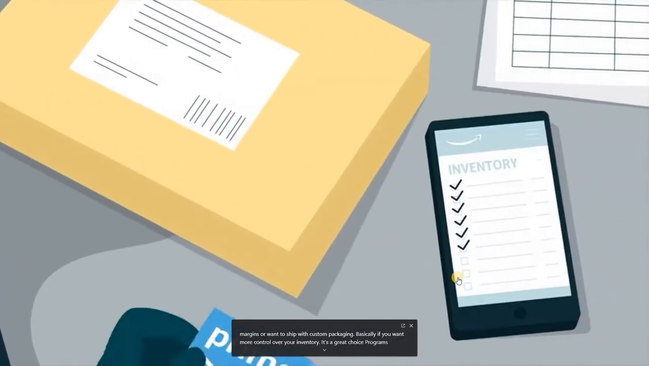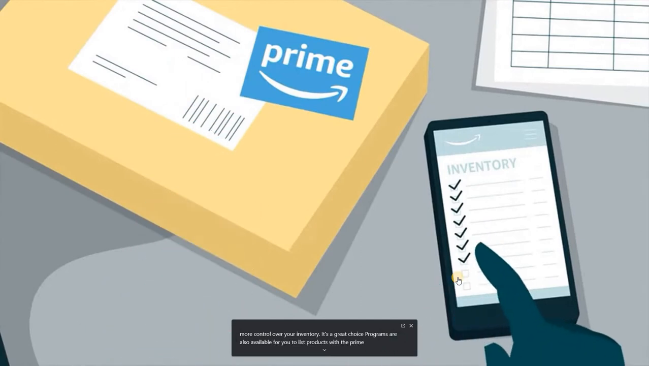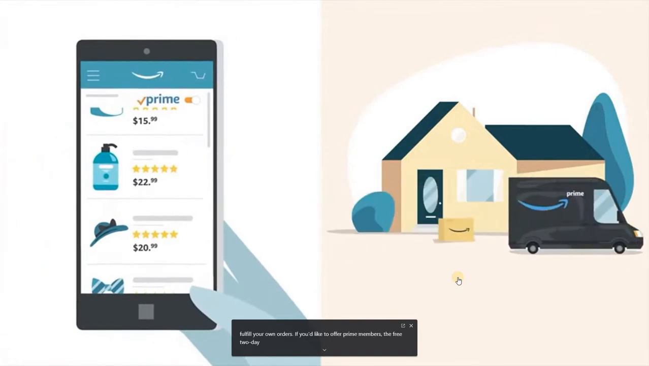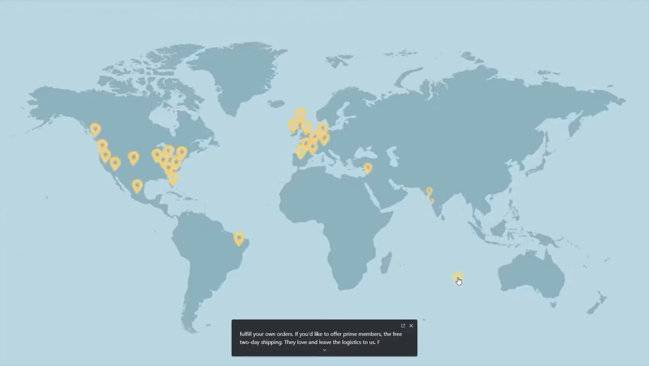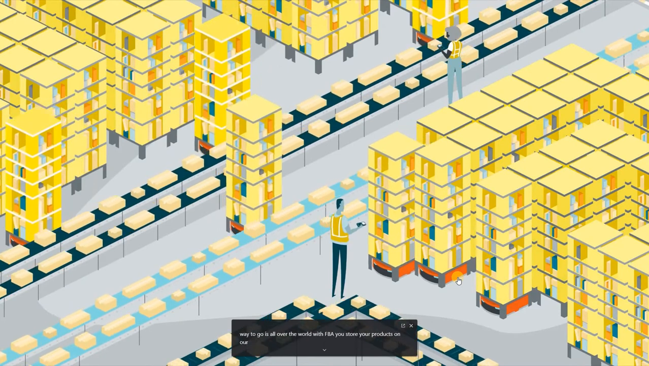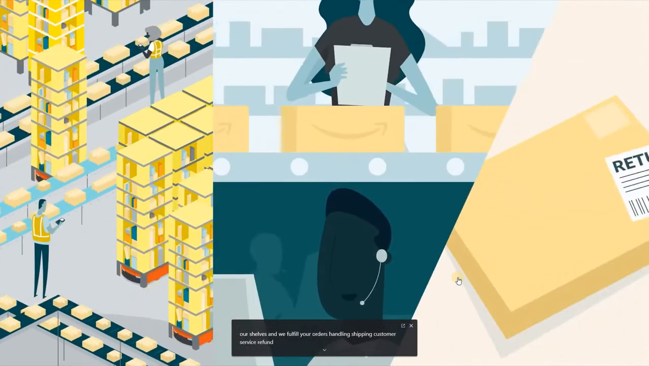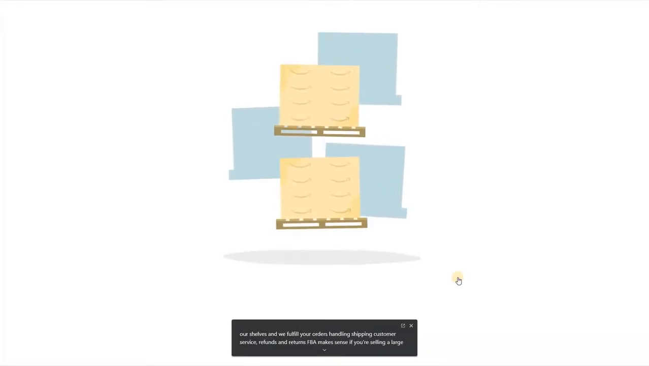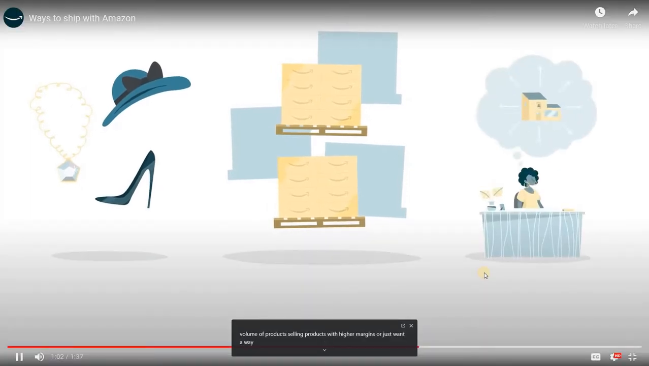Programs are also available for you to list products with the Prime badge, but still fulfill your own orders. If you'd like to offer Prime members the free 2-day shipping they love and leave the logistics to us, FBA is the way to go. Amazon has fulfillment centers all over the world. With FBA, you store your products on our shelves and we fulfill your orders, handling shipping, customer service, refunds, and returns. FBA makes sense if you're selling a large volume of products, selling products with higher margins, or just want a way to save time and scale your business.